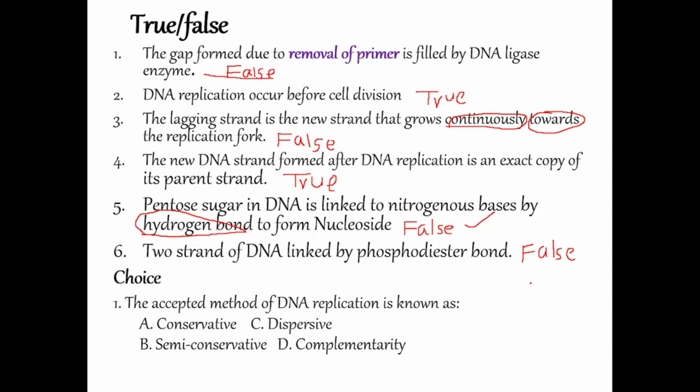Part 2, the multiple choice. Question number one. The accepted mode of DNA replication is known as A. Conservative, B. Semi-conservative, C. Dispersive, D. Complementarity. What is the answer?